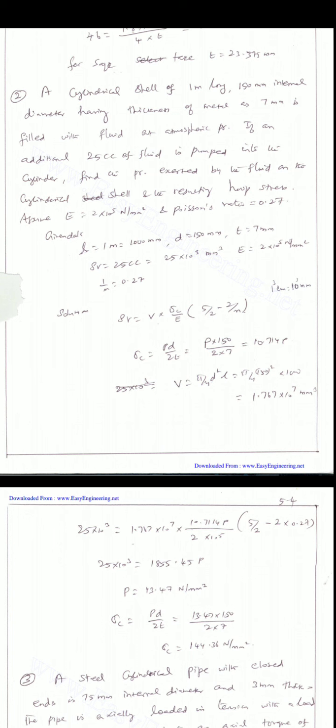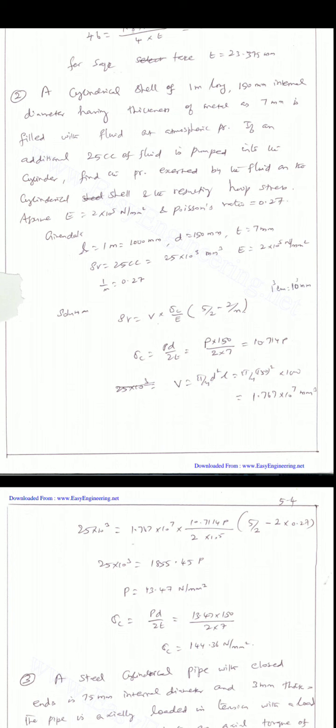So sigma c equal to p into 150 diameter divided by 2 into thickness 7. So sigma c equal to, we don't know two values. First one is sigma c and the second one is pressure p. So sigma c equal to 10.714 into p. Sigma c equal to 10.714 into p.